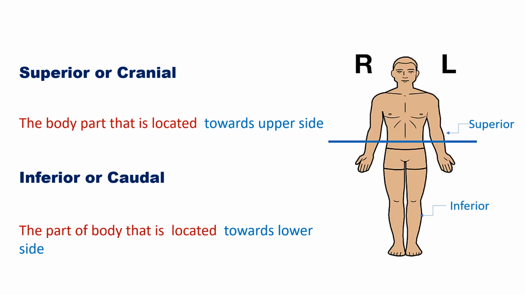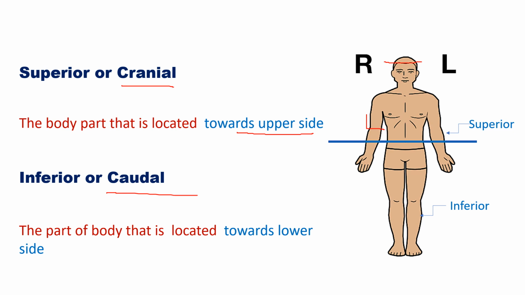So next are superior and inferior directional terms. Superior is also known as cranial. Inferior is also known as caudal. So what is superior and why is it called cranial? When a body part is present towards the upper side, it is called superior or cranial, as our cranium is also present towards the uppermost side. That's why superior is also known as cranial. For example, arms. In that picture, arms are present toward the upper side, so arms are superior.